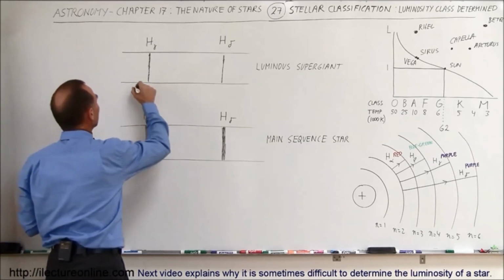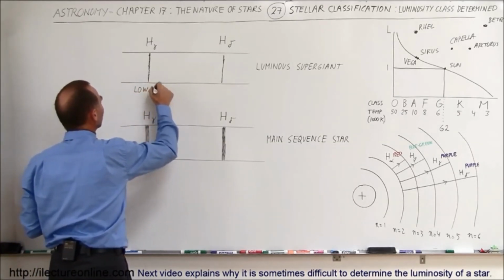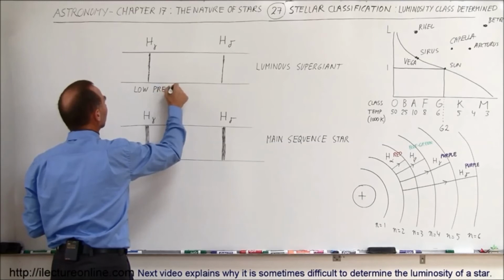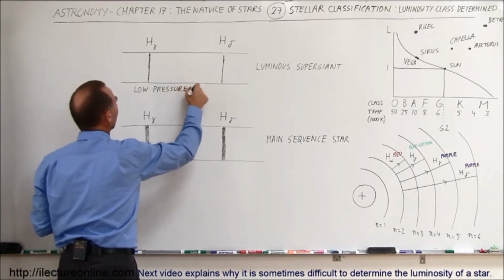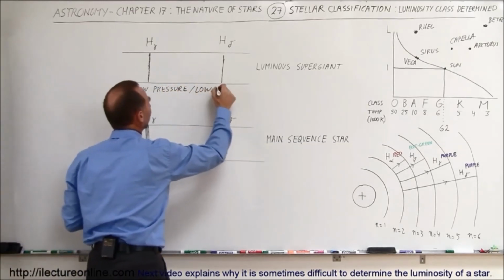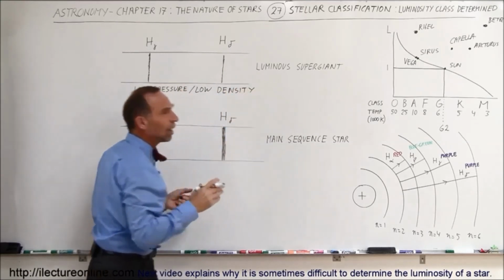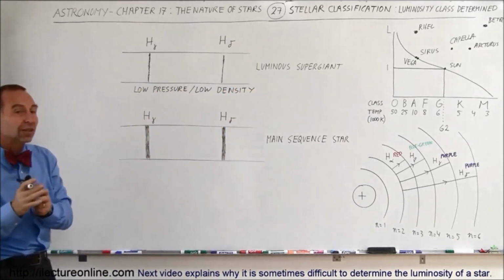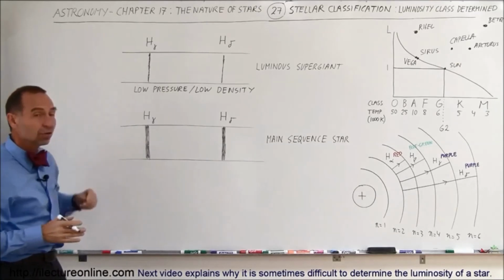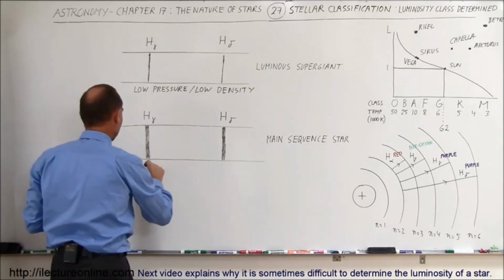So we have very low density, low pressure gases at the surface. So we have low pressure and low density, and the result of that is that the signature in the spectral lines is much less pronounced than when we have stars like on the main sequence, where we have high pressure and high density.